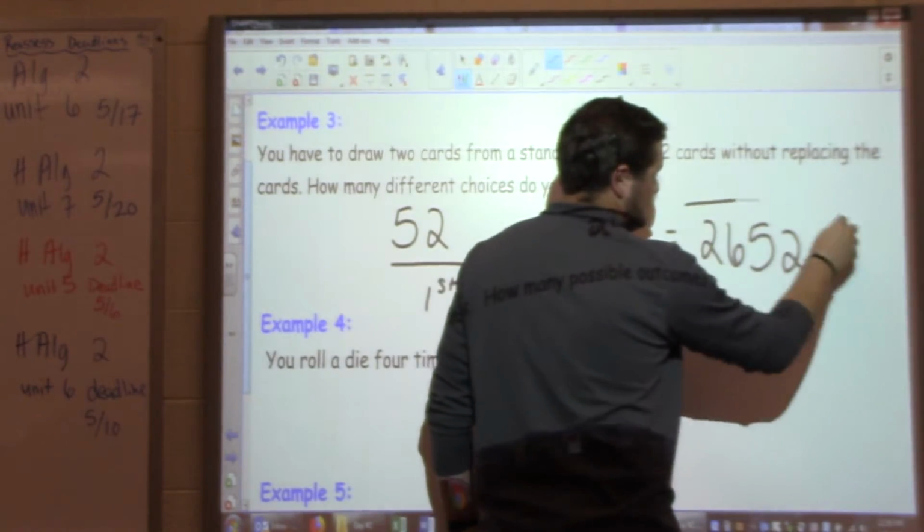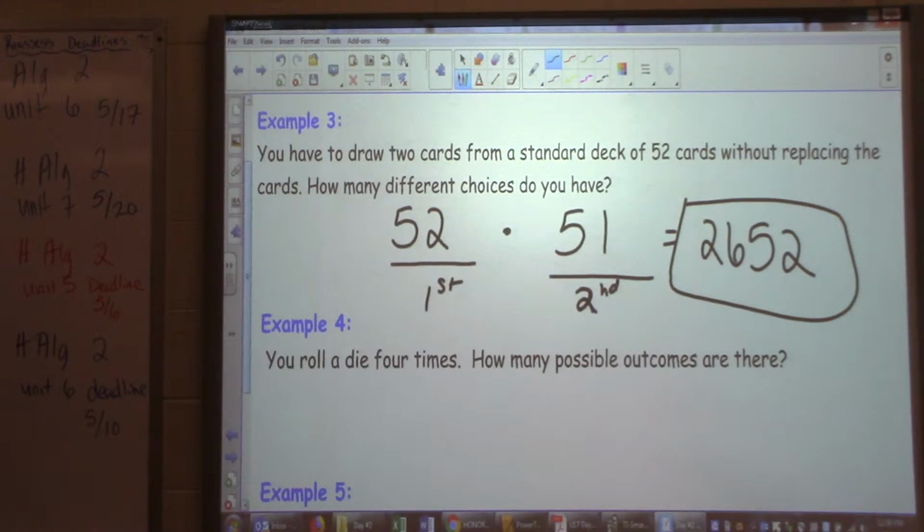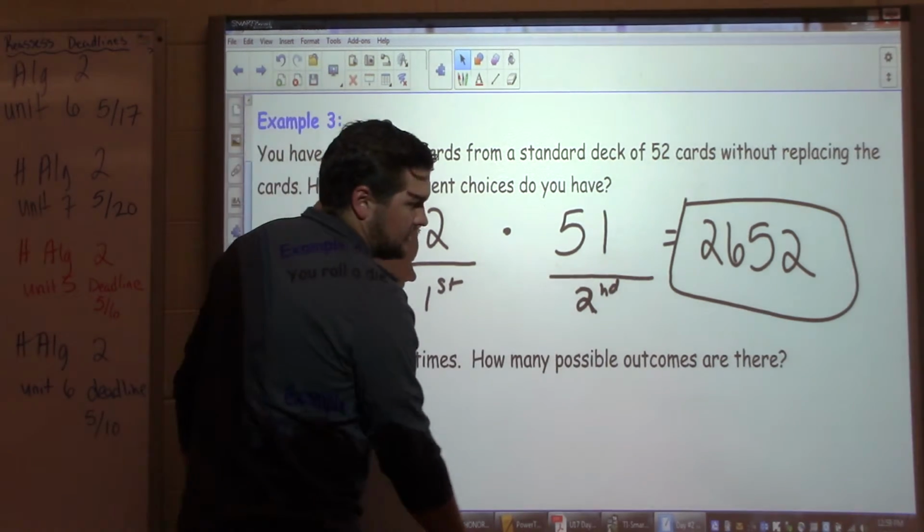2,652. That's it. That was pretty easy, right? Does that make sense? Right? That first choice we have all 52 to pick from. The second we have only 51 because we already took one out.